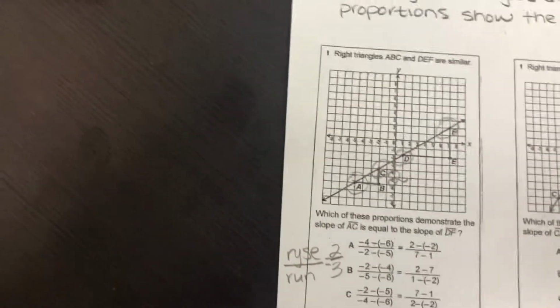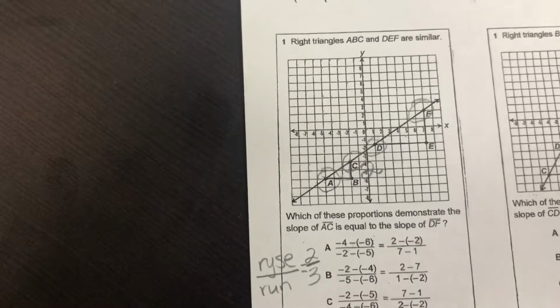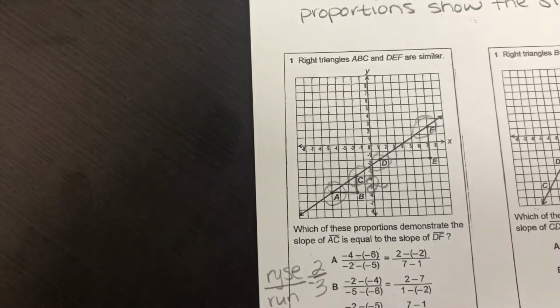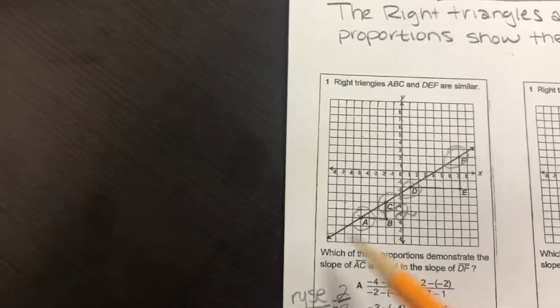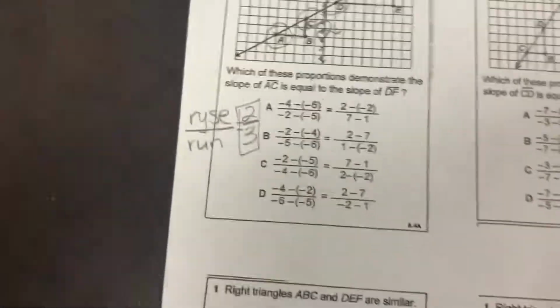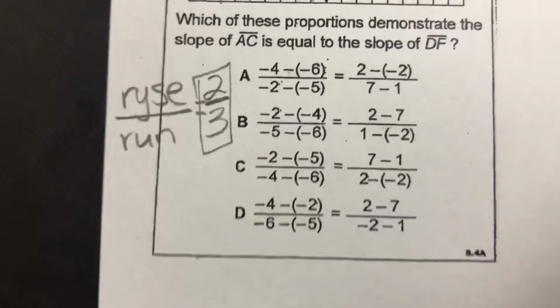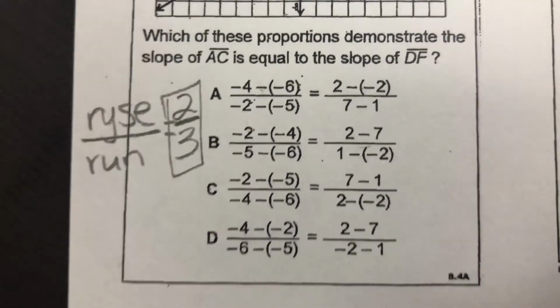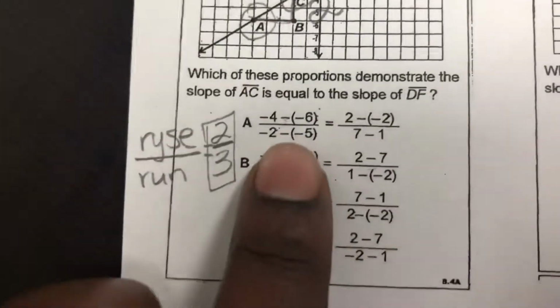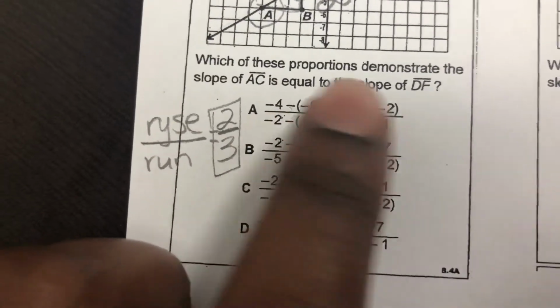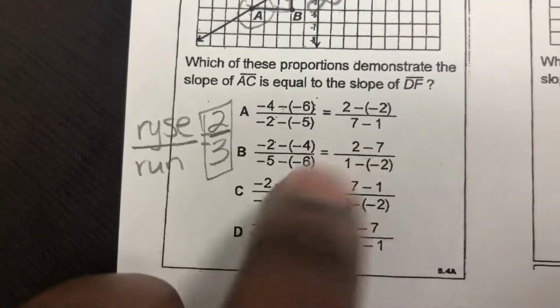And then if you try to figure out whether it's positive or negative, just look at this line from left to right, just like usual. And is it going up or is it going down? It is going up. So that means that our slope is actually that positive 2/3, okay? So then, once we do that, we just have to go through each of these options and see which one gives us 2/3 for both answers on both sides of the equal signs.